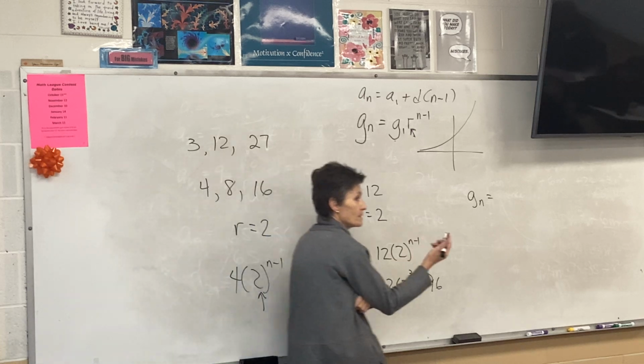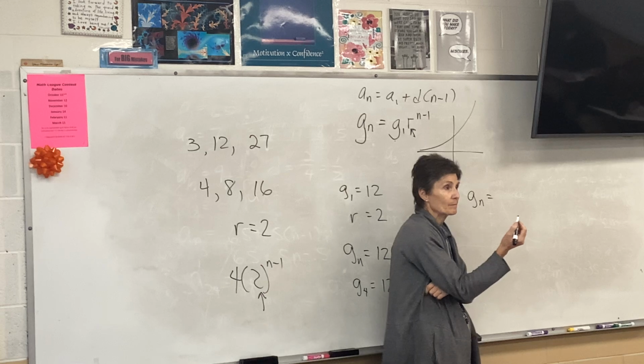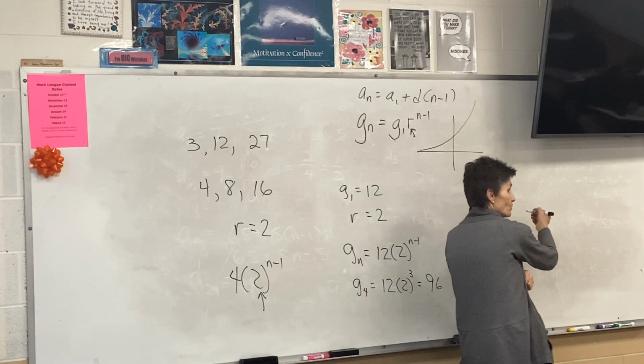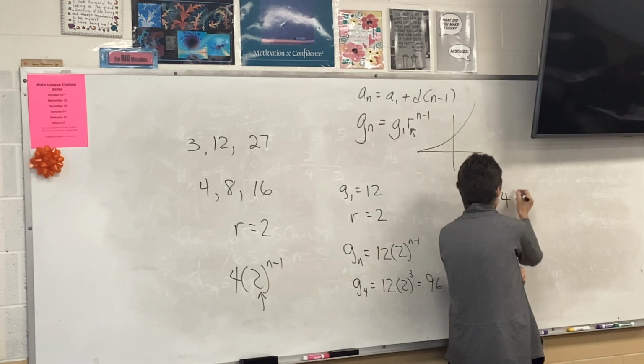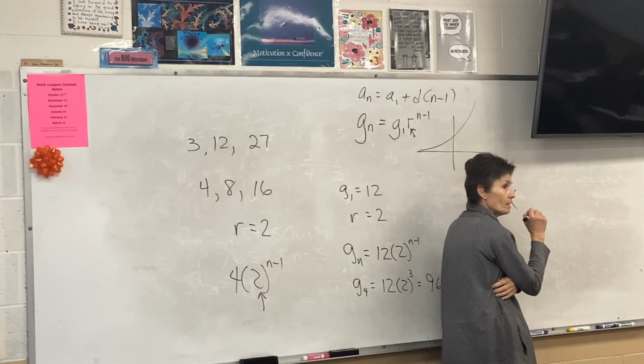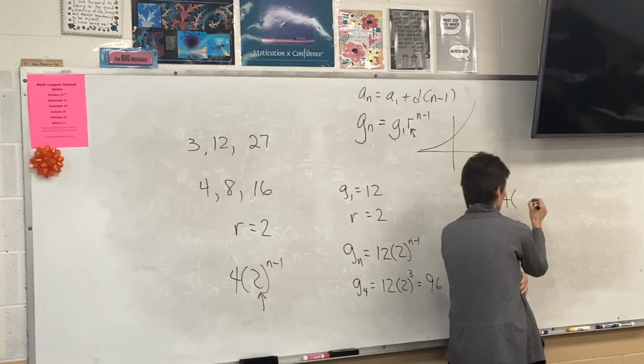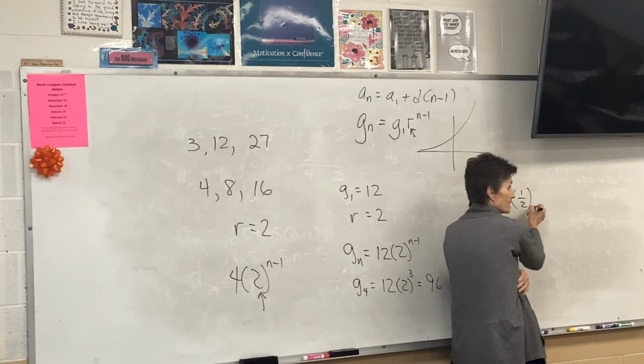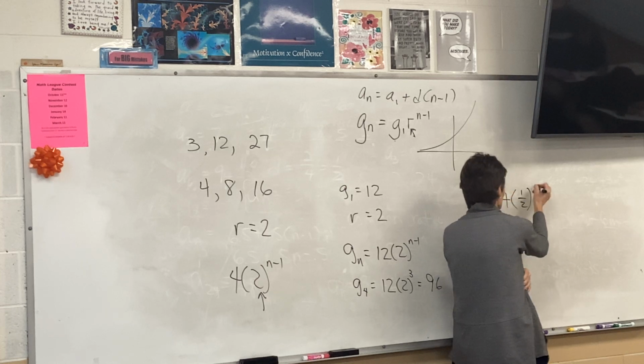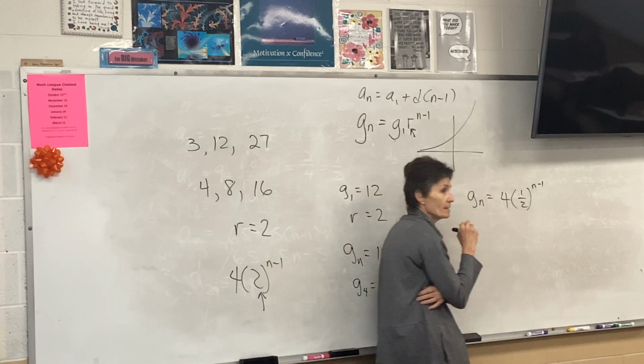What'd you come up with? G sub n is, anybody got it yet? What was your first term? 4. Did you figure out what your ratio was? Can you figure that out from the picture? 1/2. How does that sound? There it is. There's your formula, guys.